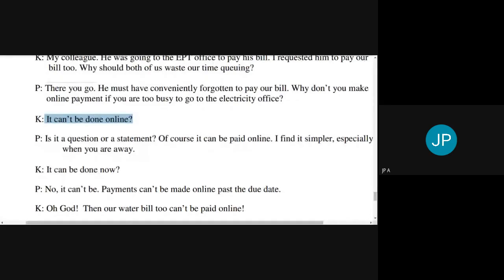So that is the basics of language learning. We have to change the order of the sentence. As I think Nakshatra pointed out earlier, it should begin with an auxiliary verb, or a question word. So, can it be done online, or can't it be done online, is the proper structure for a question.